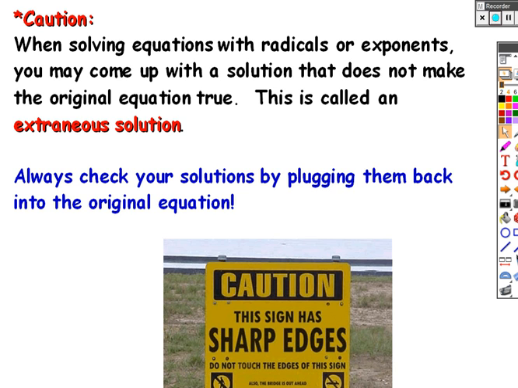My caution, when solving equations with radicals or exponents, you may come up with a solution that does not make the original equation true. We've talked about this before. That would be an extraneous solution. So you may produce extra solutions if you do things like square both sides of the equation. So in the end, always check that your solutions are correct by plugging them back in.